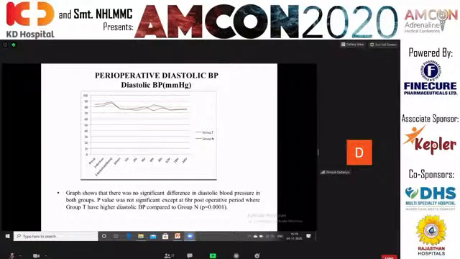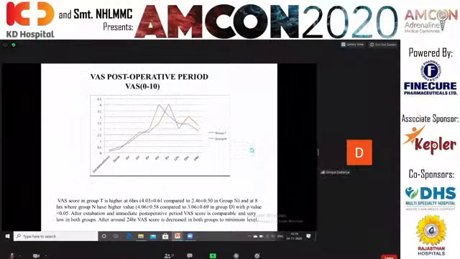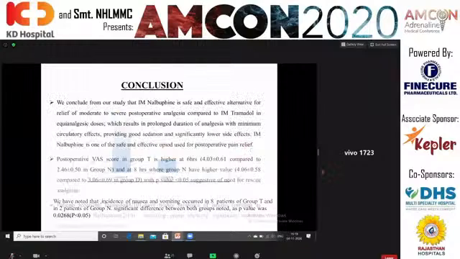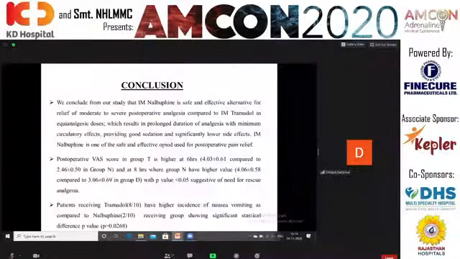Post-operative complication. Conclusion. We conclude that IM nalbuphine is a safe and effective alternative for the relief of moderate to severe post-operative analgesia compared to IM tramadol, as well as the side effects are more with tramadol, like nausea and vomiting, which are higher in the group T as compared to group N.